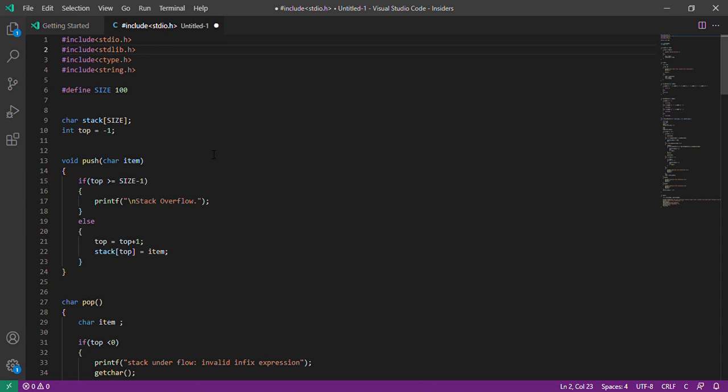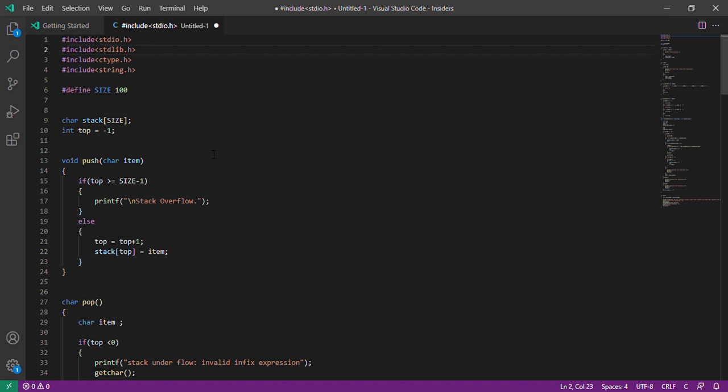First, the infix expression follows the scheme of operand, then operator, and last operand. That is, an operator is preceded and succeeded by an operand. Such an expression is termed an infix expression, for example a plus b. Then the postfix expression follows the scheme of operand, then operand, and last operator. That is, an operator is succeeded by both the operands. For example, AB plus.